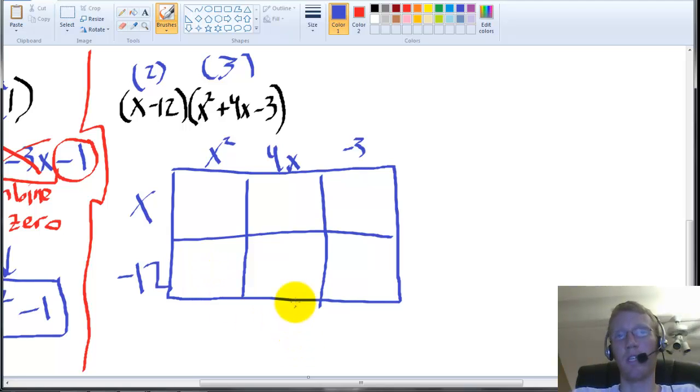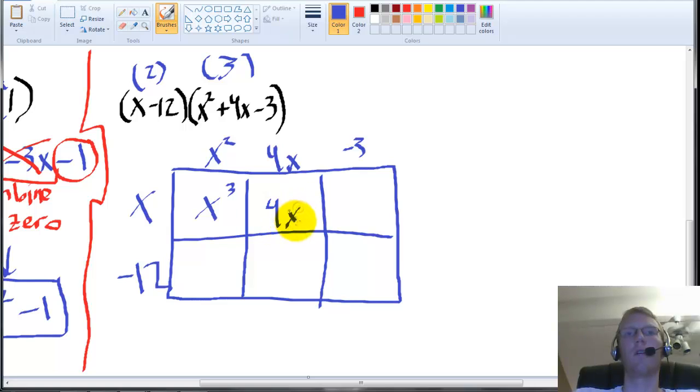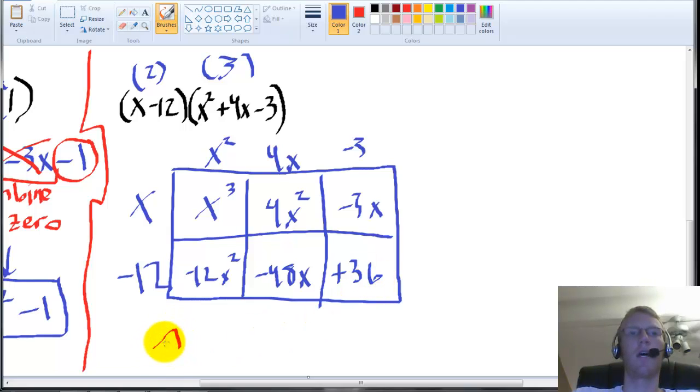Now to fill in the table, again, you have to multiply everything together. X to the first times x to the second is x to the third. X to the first times 4x is 4x squared. And x times negative 3 is negative 3x. Okay, negative 12 times x squared is negative 12x squared. Negative 12 times 4x is negative 48x. And negative 12 times negative 3 is positive 36. Okay, now we add up all the terms.